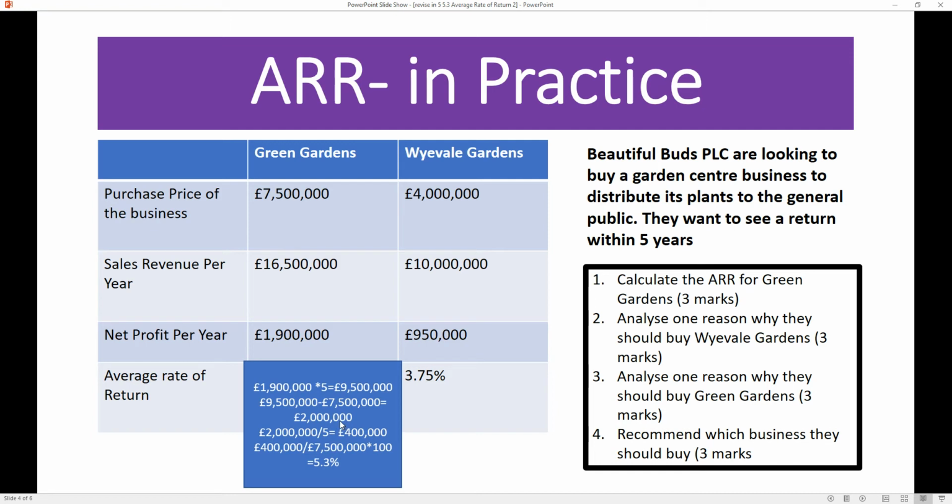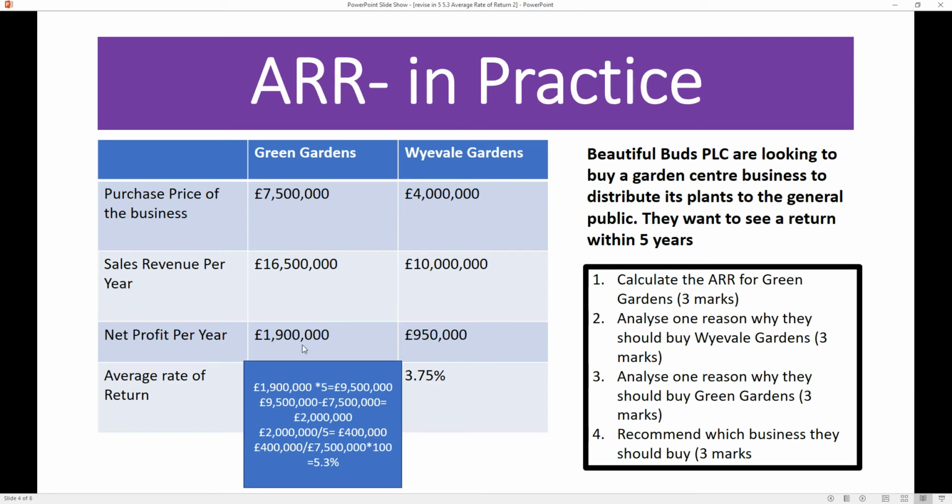The next step is to work out the average annual profit. So you get £2 million after 5 years. Now we want to find out how much profit you get per year. So you get 2 million, because that's your total profit after 5 years, divided by 5 years, which is going to give you 400,000.